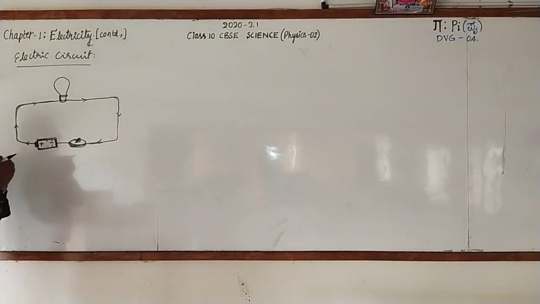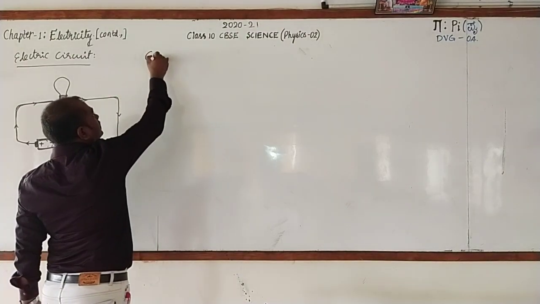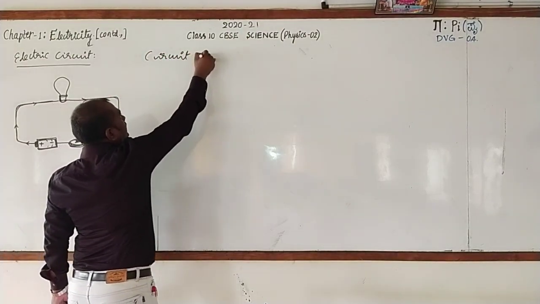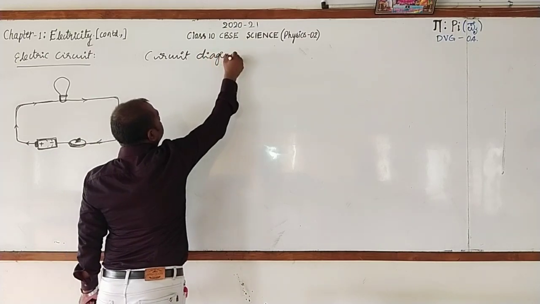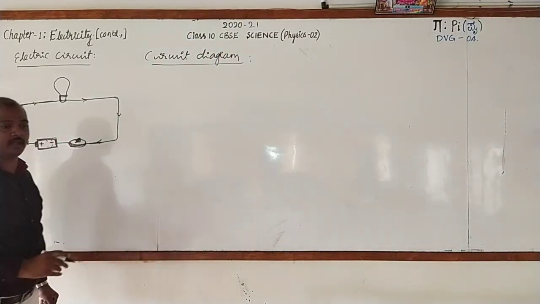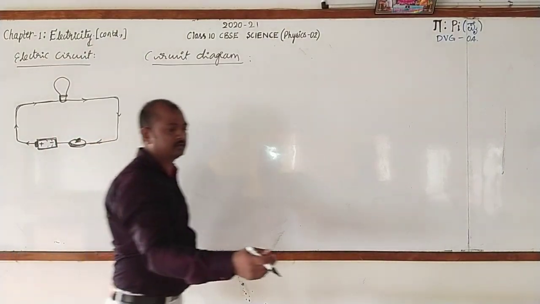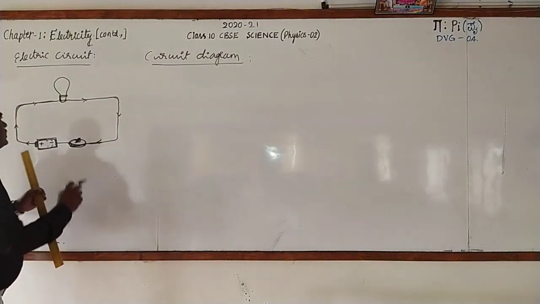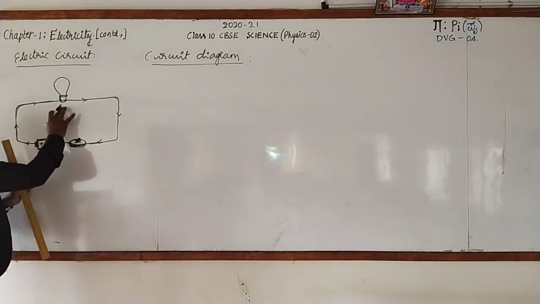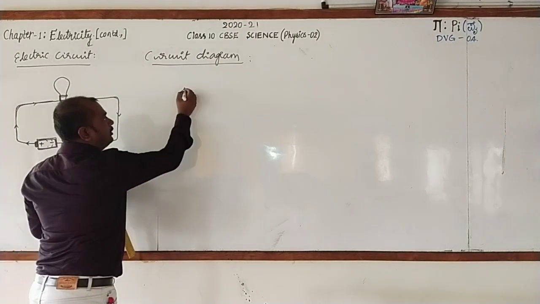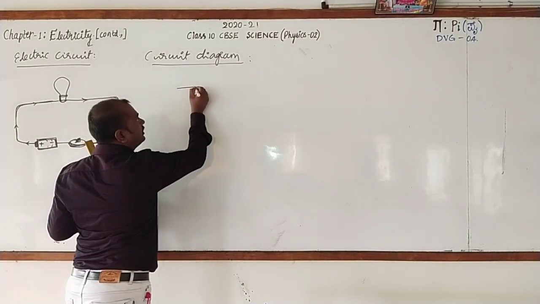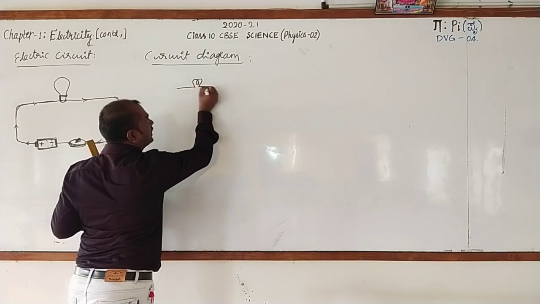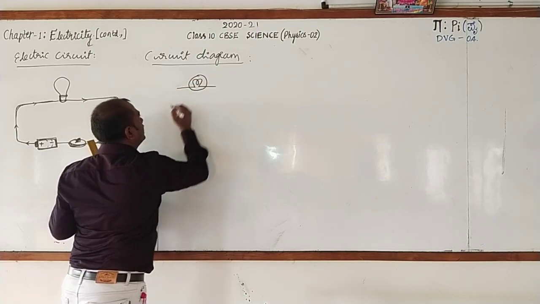So, to show how they are connected, we have a diagram, and we call the diagram a circuit diagram. Let me draw that. Observe. Circuit diagram. What are the different electrical components used? One is the electric bulb. In your previous classes, you have already learned the circuit symbols of electric bulb. So this is an electric bulb.